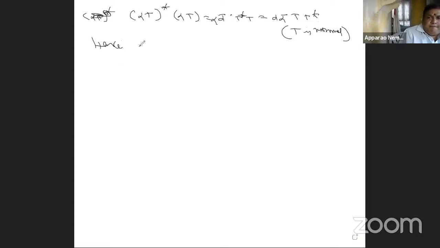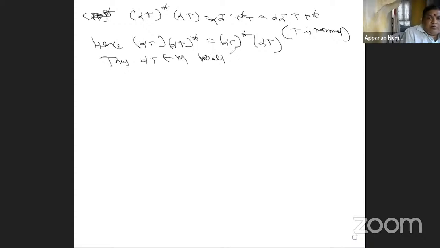Hence alpha T into alpha T whole star equals alpha T whole star into alpha T. Thus, alpha T belongs to M for all scalars alpha and T belongs to M. Hence M is a subspace. This completes the proof.